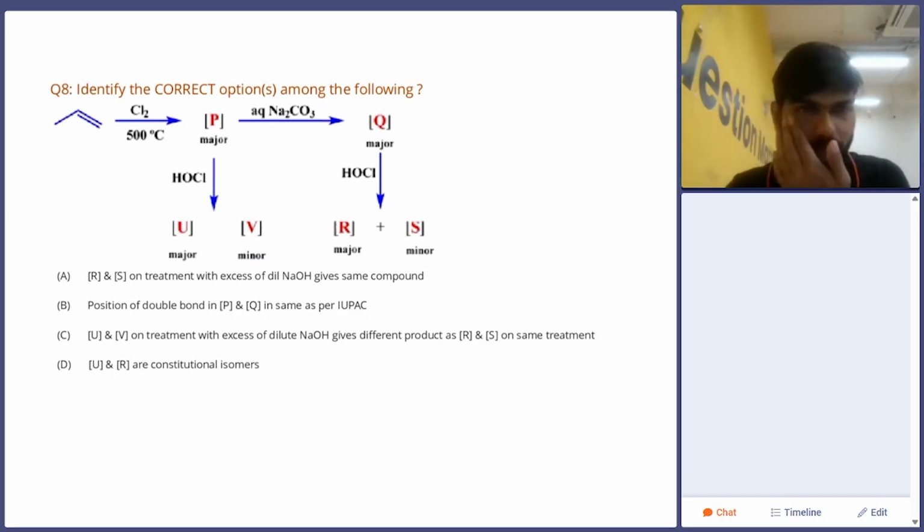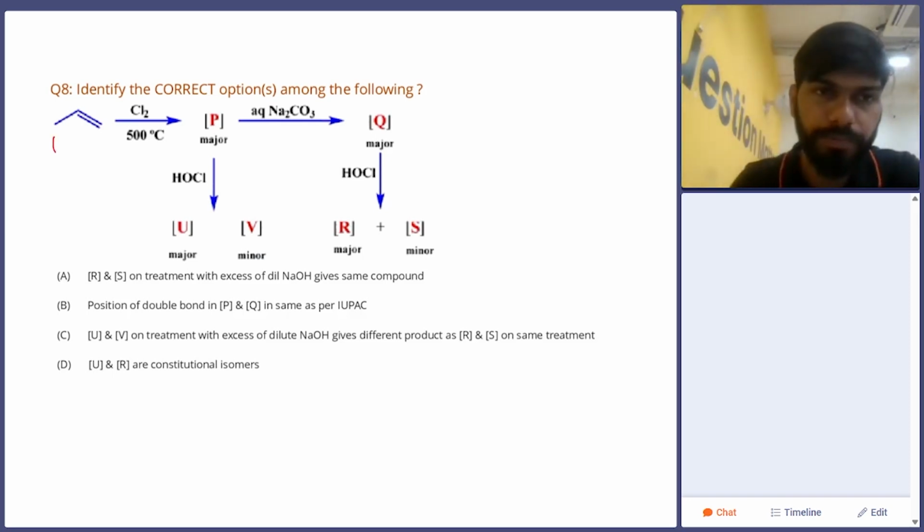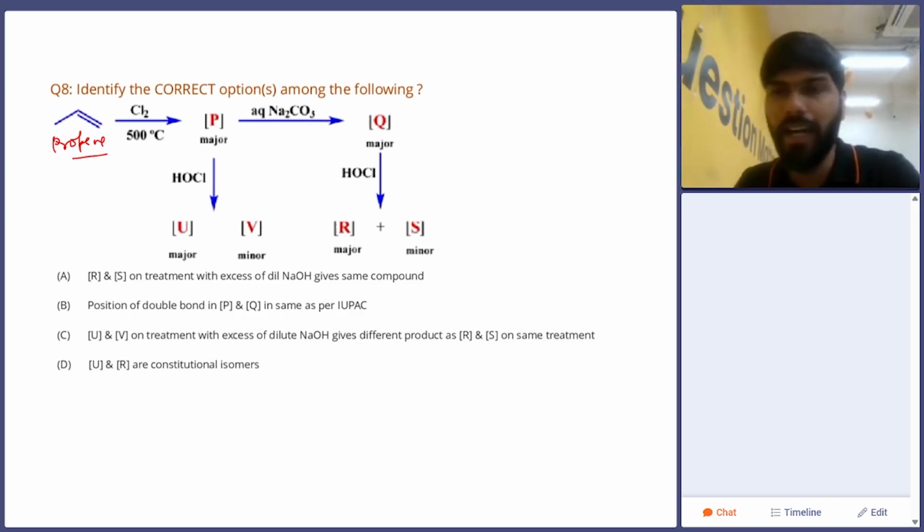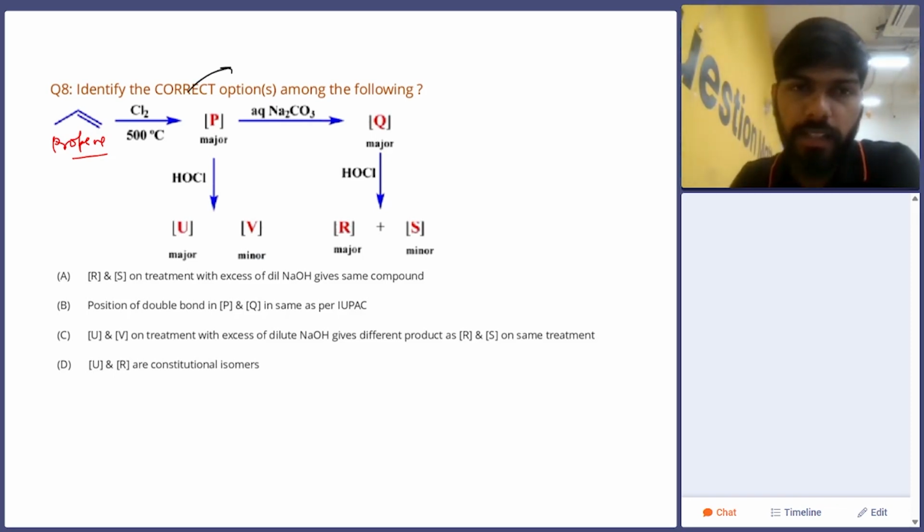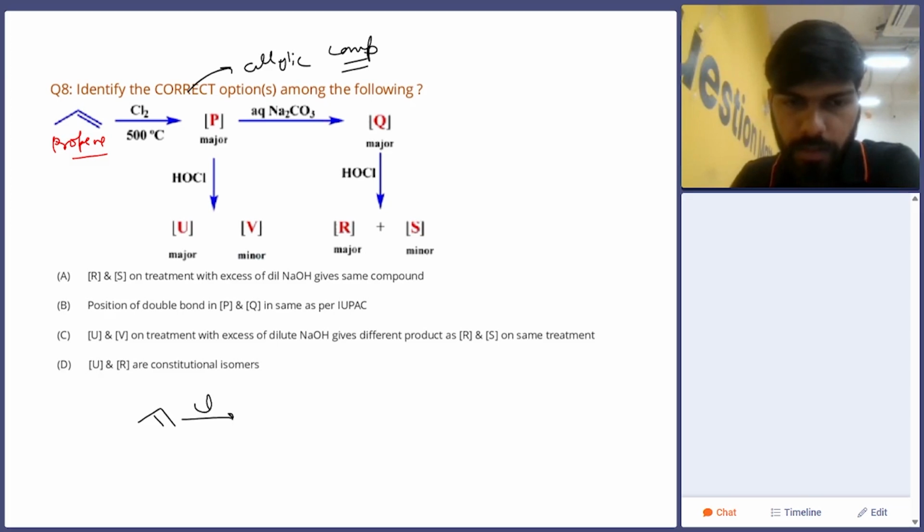Okay. So here, if you see, this is propene. Propene is showing reaction with chlorine at a high temperature. So here the allylic compound will form. The reagent is Cl2. So the product is here, this is CH2Cl. Okay.